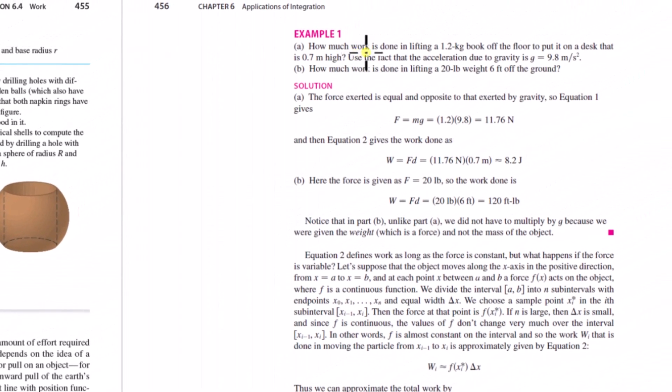How much work is done in lifting a 1.2 kilogram book off the floor to put it on a desk that is 0.7 meters high? Use the fact that the acceleration due to gravity is 9.8 meters per second squared.